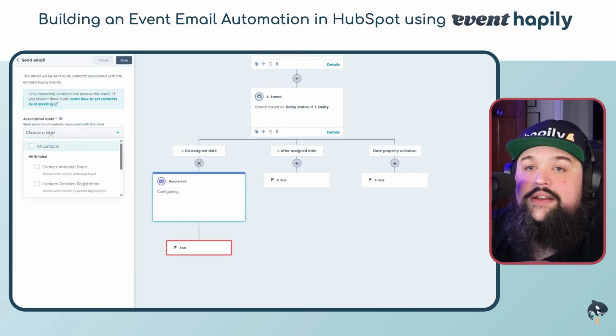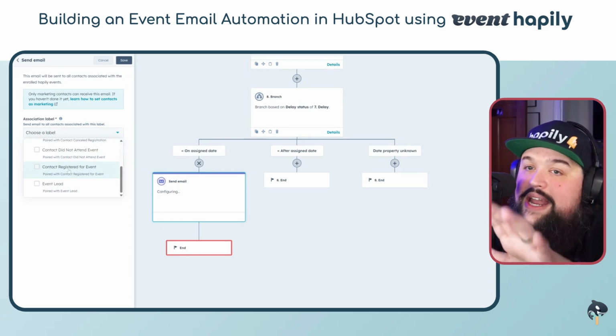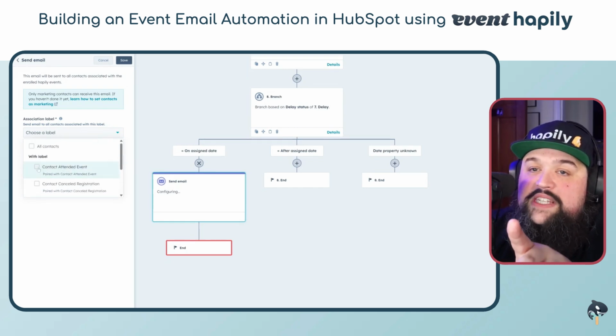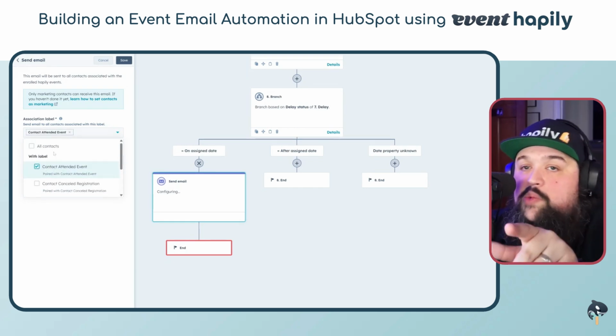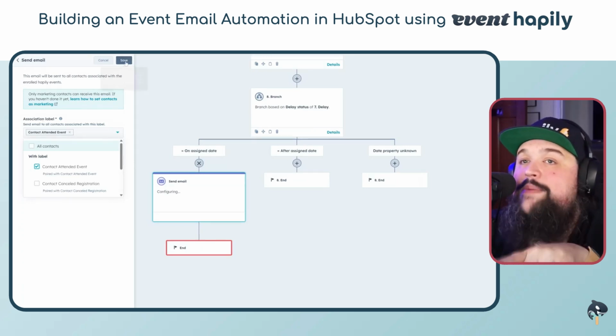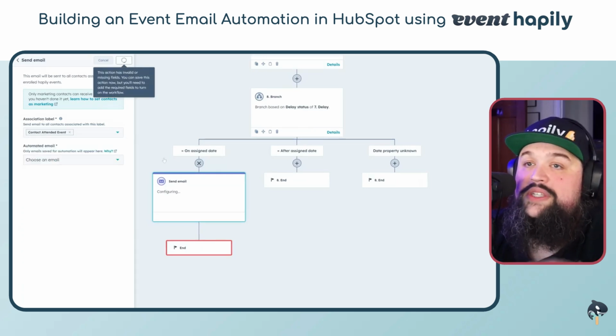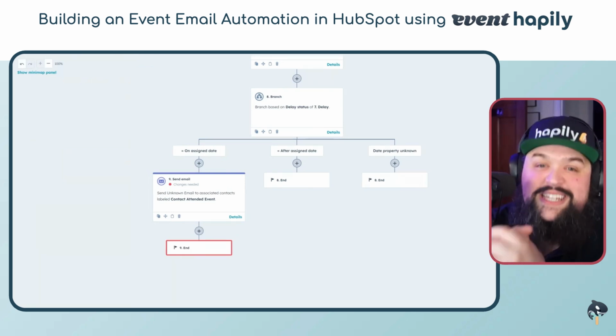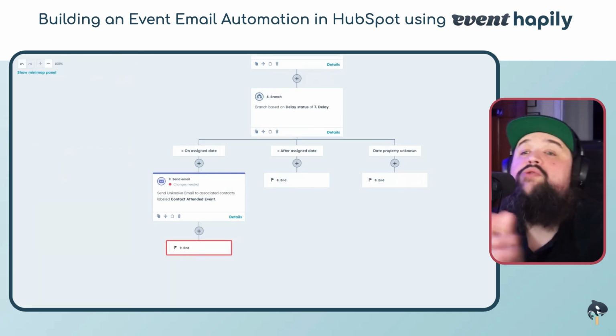Instead of targeting, again, not all contacts and not registered for event, we're going to send it to people who specifically attended the event. So we're going to target this association label of contact attended the event. The only time a contact is ever going to have this association label to this event is if they actually went to the event and you marked them as attended. All right. And that's how you can target them.